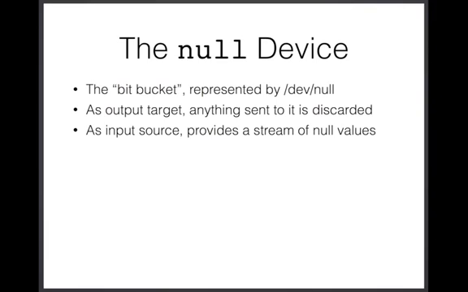And you can also use that file as an input source, and as an input source, it provides a stream of null values. One of the handy things with that is if you've got a big file, say a large log file, and it keeps growing, and you don't necessarily need to save the output, but it's taking up too much space. You can redirect the /dev/null file into the log file, and basically keep the file in place. Don't change the inode or anything, but just zero it out and make it an empty file again, and then the logging will fill it back up.